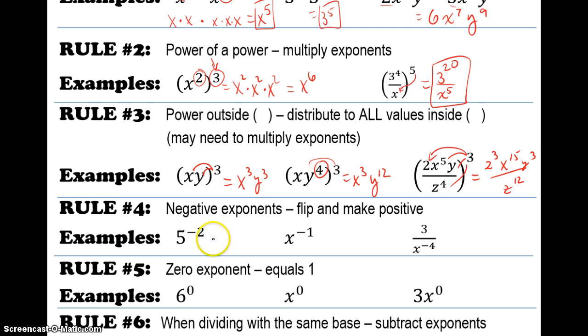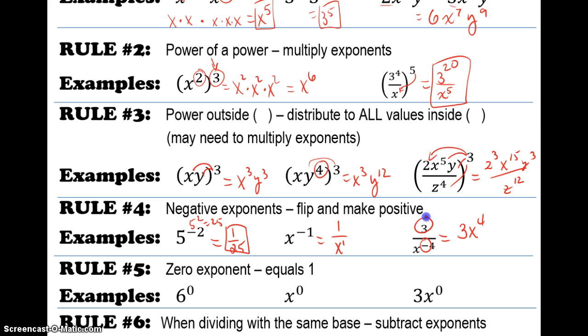Remember, negative exponents tell you to do the reciprocal. So normally 5 to the second would be 25, but I want you to do the reciprocal, so 1 over 25. X to the first, do the reciprocal, so 1 over x to the first. If you see that negative exponent and it's already in the denominator, we just want to flip it up top.